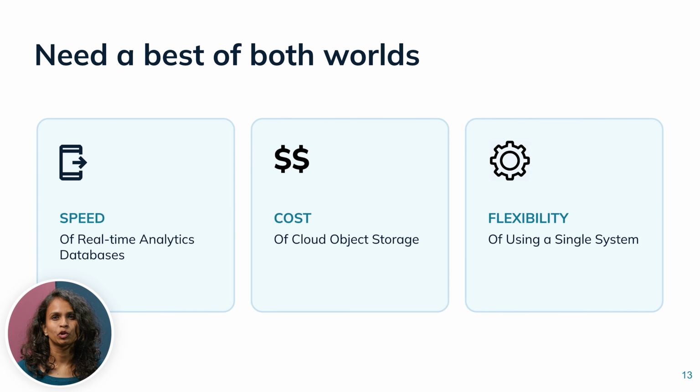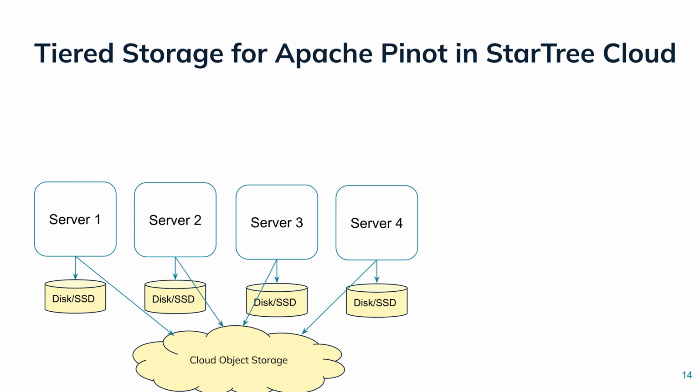Could we somehow have a true best of both worlds, where we get the speed of a tightly coupled real-time analytics system, and use cost-effective storage like a traditionally decoupled analytics system, and yet have the flexibility and simplicity of being able to use just one system and configure it in many, many ways? With this motivation in mind, we at StarTree built tiered storage for Apache Pinot. With tiered storage, your Pinot cluster is now not limited to just use disk or SSD storage. We are no longer strictly tightly coupled.